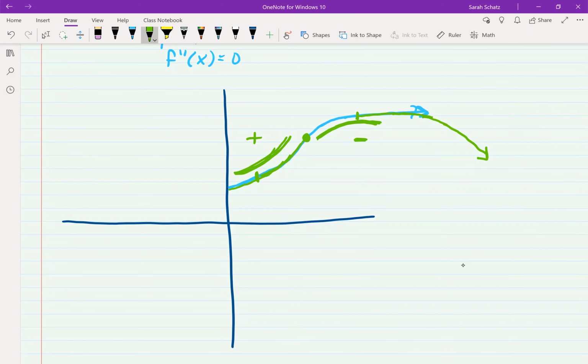So if I could find that inflection point, you know when to get in and you know when to get out.